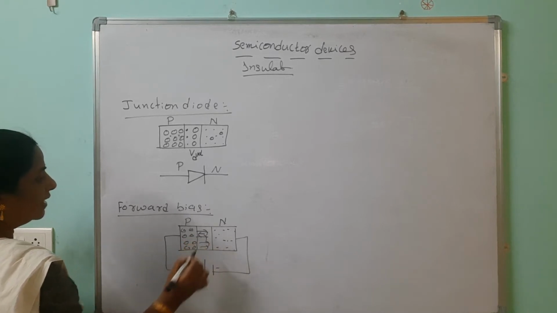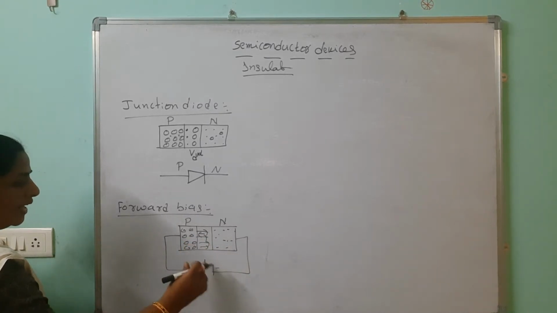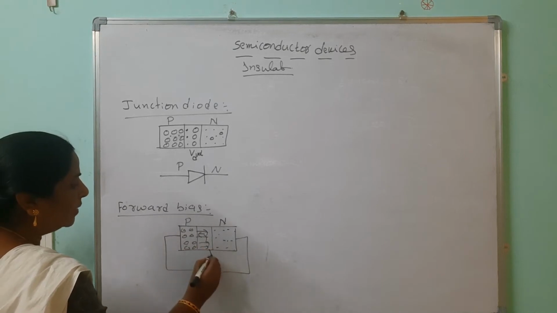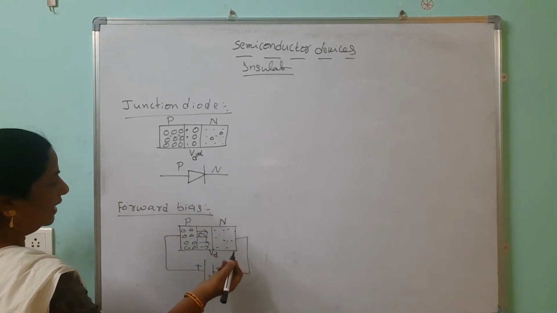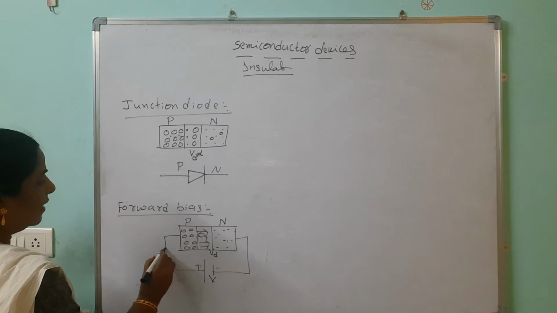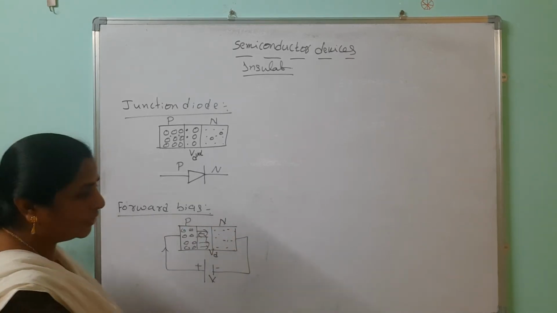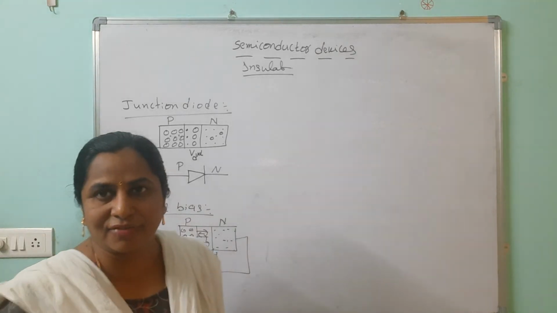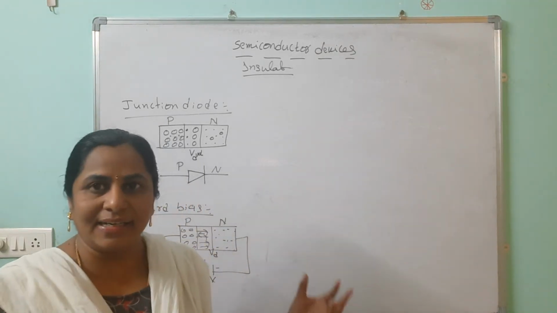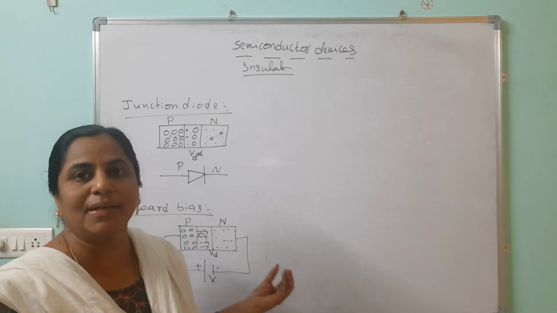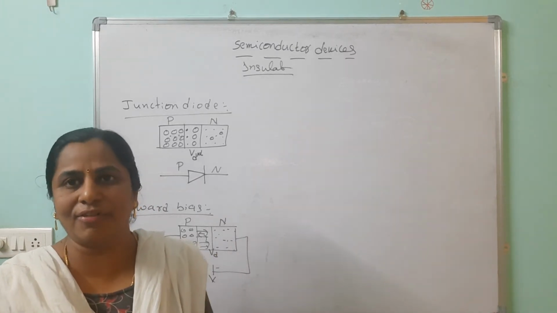It is like a switch-on condition. Whenever this potential overcomes the potential of the depletion layer, then automatically current flows in the circuit. This is called the forward bias. So you can remember that in the case of forward bias, the depletion layer width decreases, and it is dominated by the extra potential. This is called the forward bias.